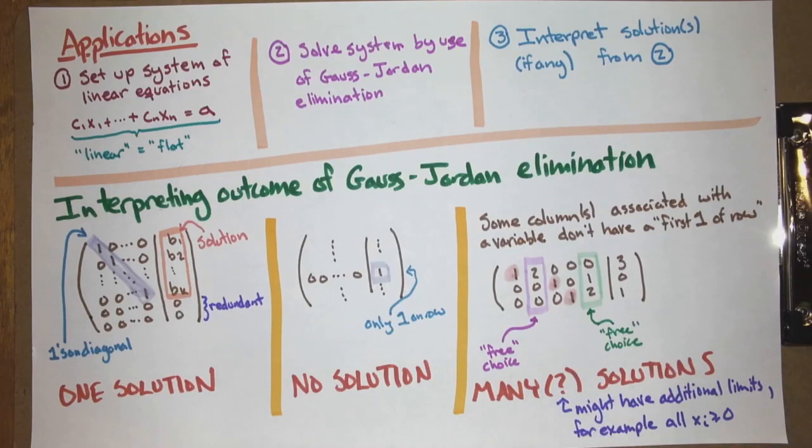Now, what does that mean? Well, it means that the variables associated with those columns, because each column comes attached to a variable, are free choices. We can let them be whatever we want them to be. So that's why we have many solutions. Now I put many with a question mark because perhaps there are some other constraints floating around.